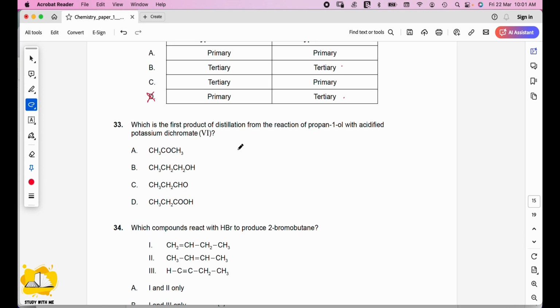Okay, for number 33, which is the first product of distillation from the reaction of propanol. If we check the structure of propanol, it is a primary alcohol. A primary alcohol, when acidified with potassium dichromate, which is oxidation, will produce an aldehyde. The aldehyde has the functional group CHO. That's why the answer will be C.